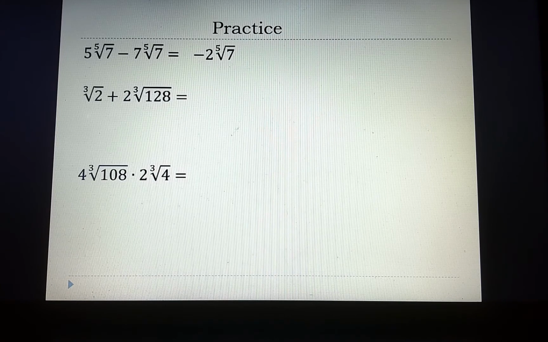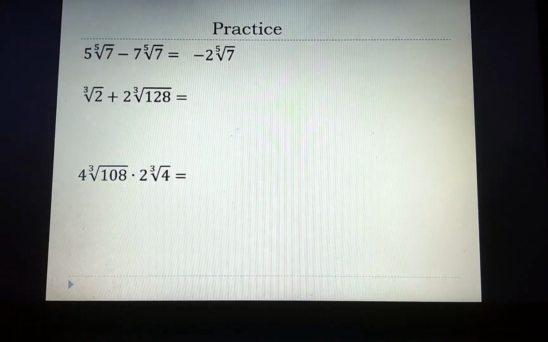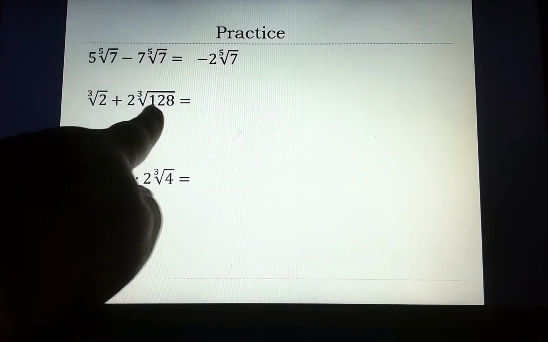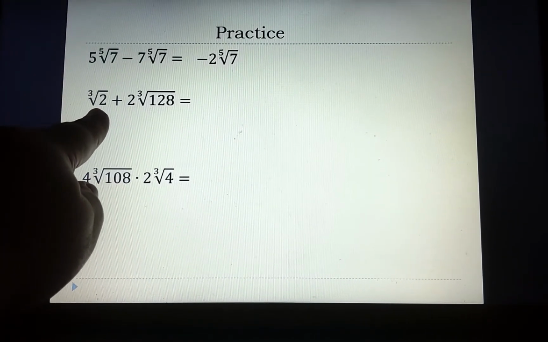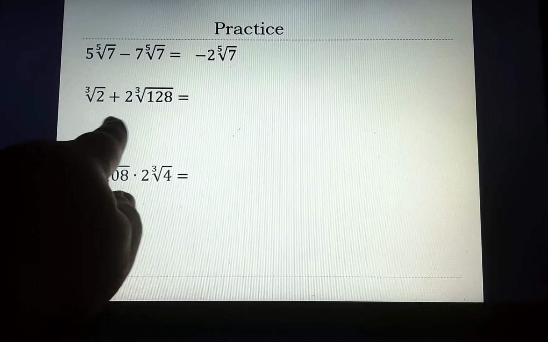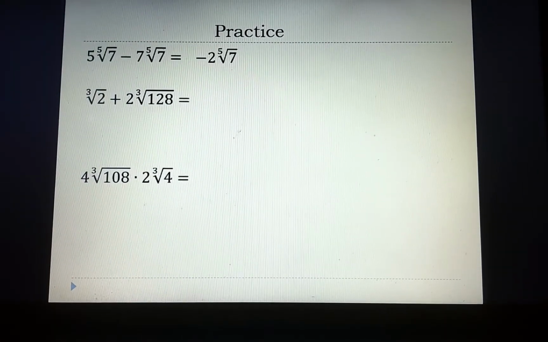Okay, now our next example, third root of 2 plus 2 times the third root of 128. All right, we see a plus. That means our radicals have to be identical. We have a 2 and we have a 128. Not going to fly. So we need to break this down so that it has a third root of 2 in it. So basically you're going to take 128 divided by 2, gives you 64.